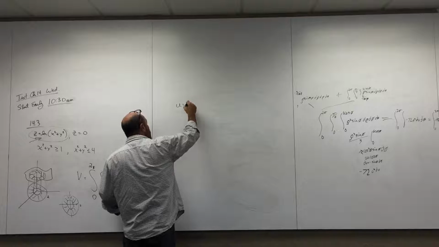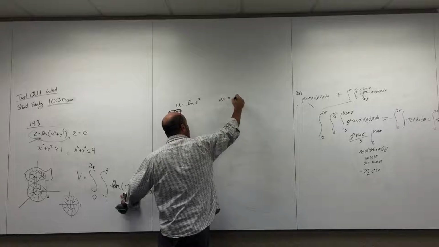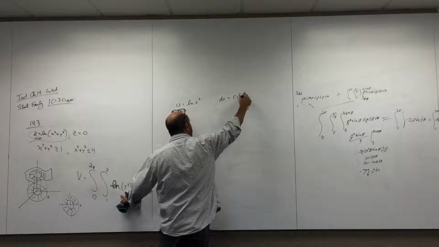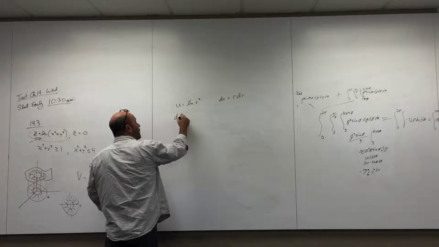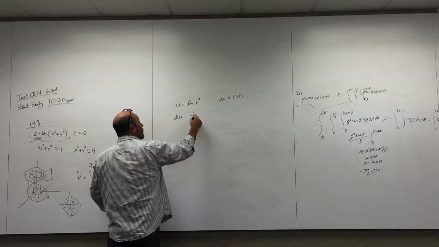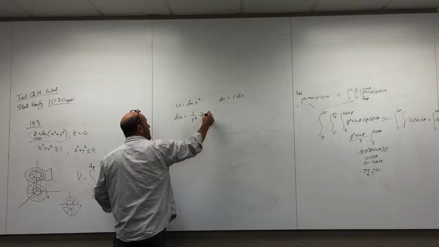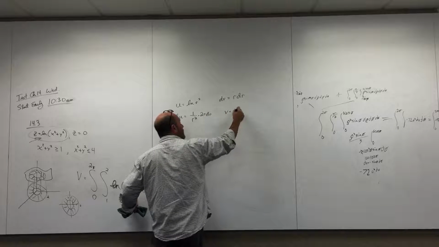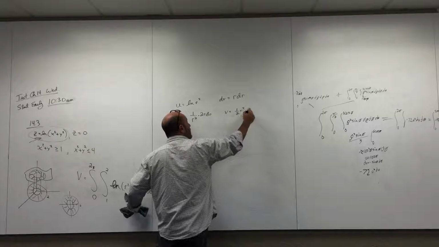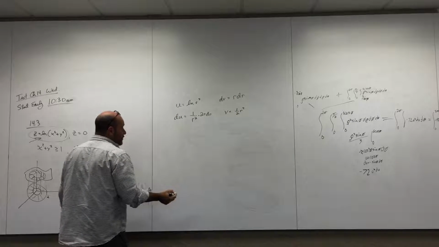I think you should let u equal the ln of r squared. I think dv equals the r dr. What you do is you take a derivative right here. That's 1 over r squared times the derivative inside, 2r dr. What you do right here is you integrate, and you get 1/2 r squared. That seems kind of weird, but that's how you do this problem.